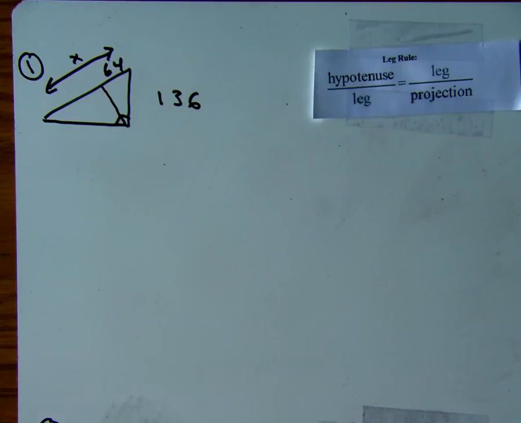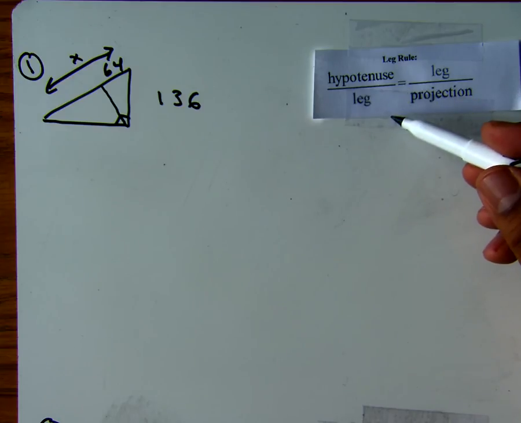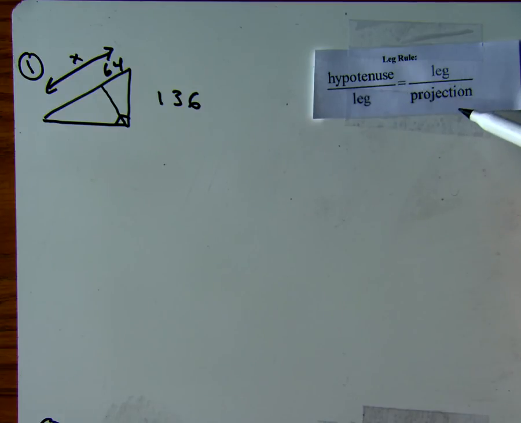Okay, now here's our next part in doing similar right triangles, where we're going to use the leg rule and the altitude rule to find the missing pieces. So the first one I'm going to start off with is the leg rule. Remember, with the leg rule, you're going to have the hypotenuse over the leg set equal to the leg over the projection, which is part of the hypotenuse that's on the same side as the leg. Let's take a look at what that looks like now.